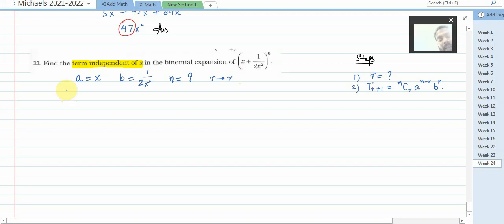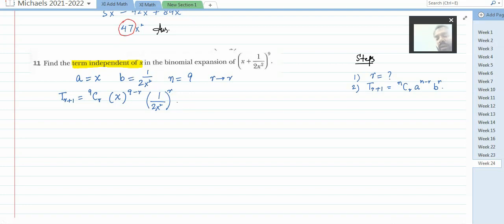After applying the working formula, it says T(r+1) = nCr, which is 9Cr, a^(n-r) b^r. That is the working formula I have placed here, and I have placed the values of a, b, n and r. Since r is unknown, I place r as it is. Now step number 3, that is important here.